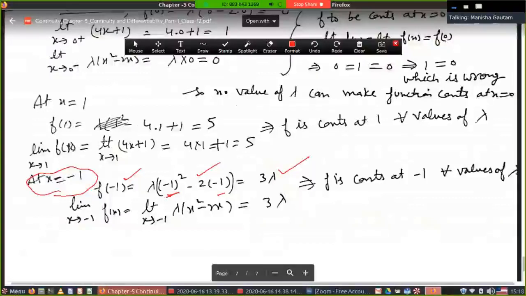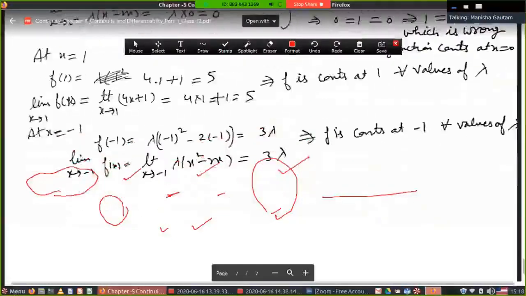If you are calculating the limit on this function, again you take lambda times of x square minus 2x, and put x equal to minus 1 as you tend towards minus 1. Again you are getting 3 lambda. Both are equal. So the function is continuous at x equal to minus 1. It means the function is continuous at 1 and at minus 1, but not continuous at x equal to 0 for any value of lambda.